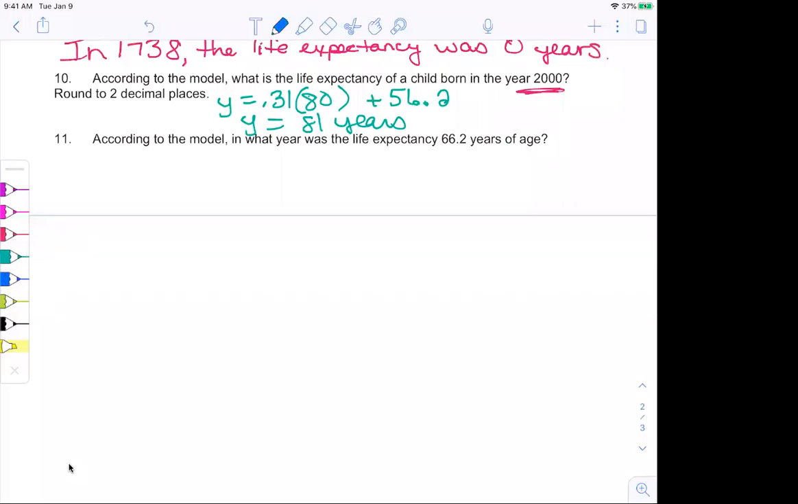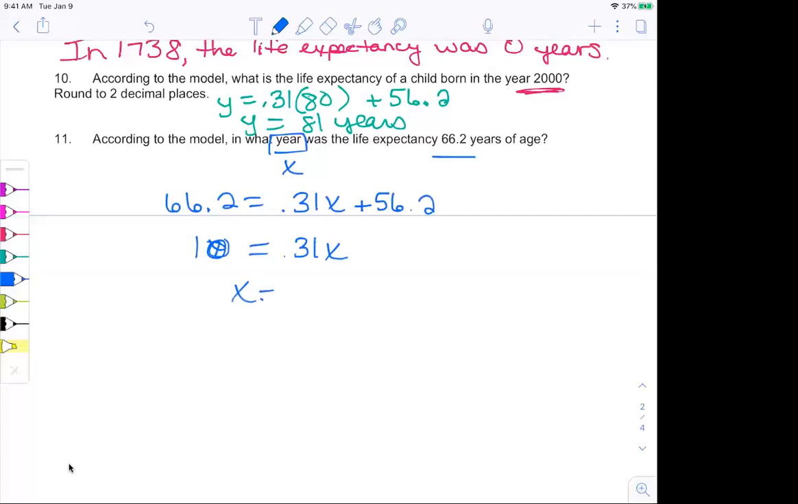All right, the last question we have here. According to the model, in what year was the life expectancy only 66.2 years? So I know the life expectancy. I want to figure out the year, which is x. So taking the 66.2, plugging it in for our equation. And this is kind of nice. I subtract and I get 10. That's an ugly looking 10. And then I would divide.